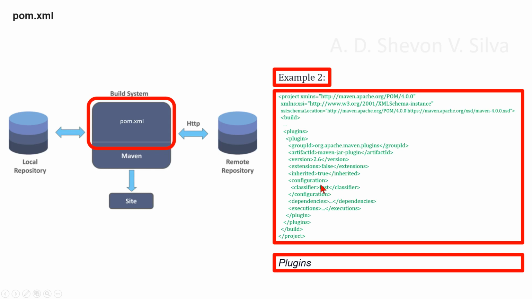Configuration is specific to the individual plugin. Without going too in depth into the mechanics of how plugins work, suffice it to say that whatever properties the plugin mojo may expect, these are getters and setters in the Java mojo bean, and can be specified here. In this example, we are setting the classifier property to test for the maven-jar-plugin mojo.